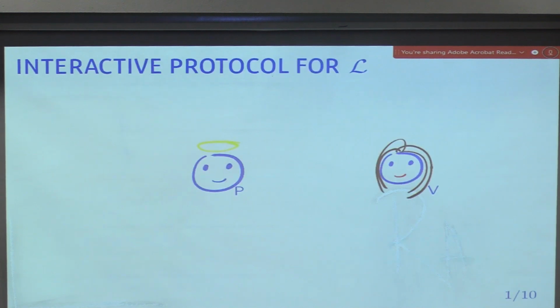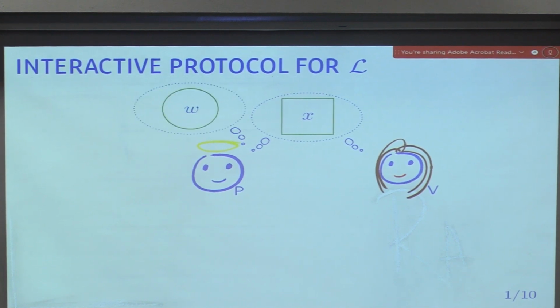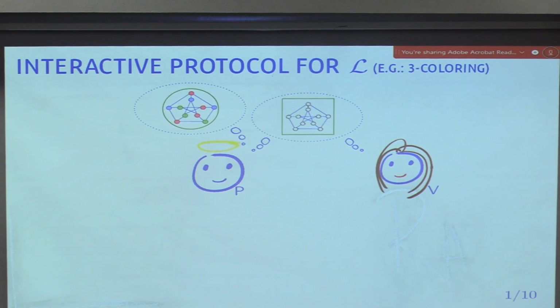Okay, so let's start with the background, so that we are on the same page. We talk about interactive protocols. There's a prover P and a verifier V, and they know some statement X. We will be in a setting where the prover is efficient and is given a witness W. For concreteness, you can think of three coloring. The statement is a graph, and a witness is a three coloring of the graph, which is a coloring which satisfies some constraints. The definition is not important.